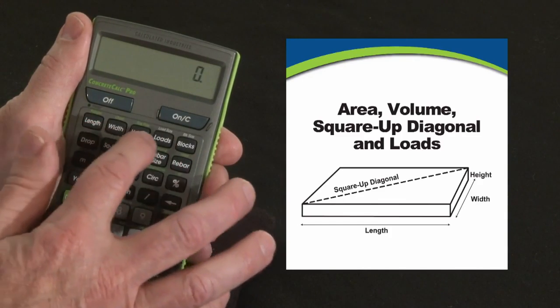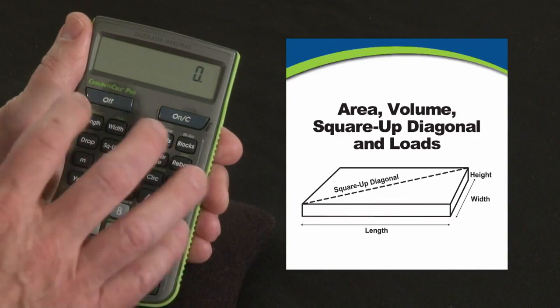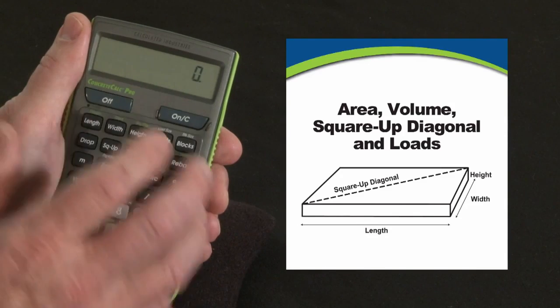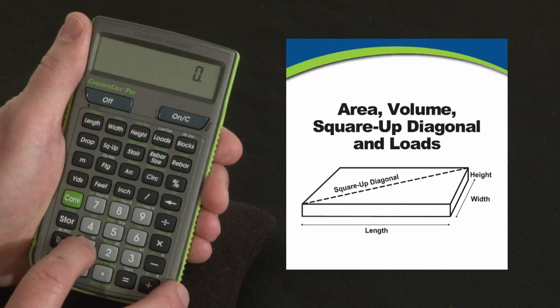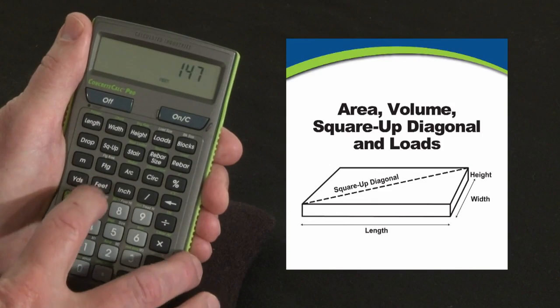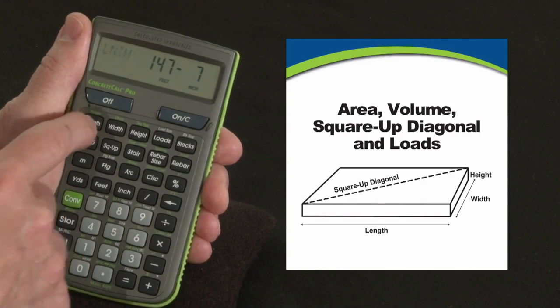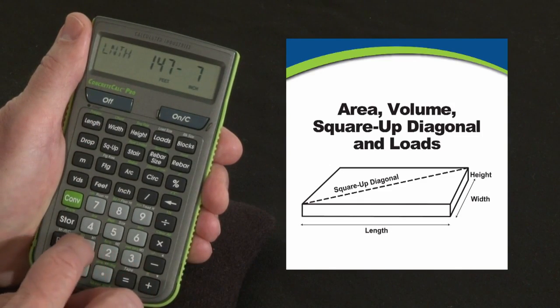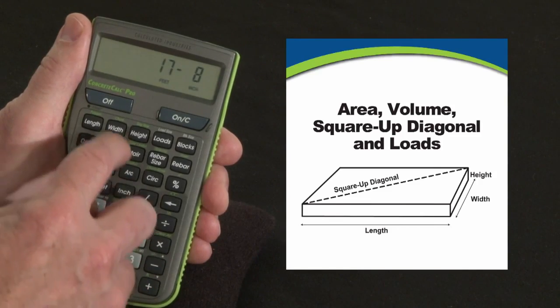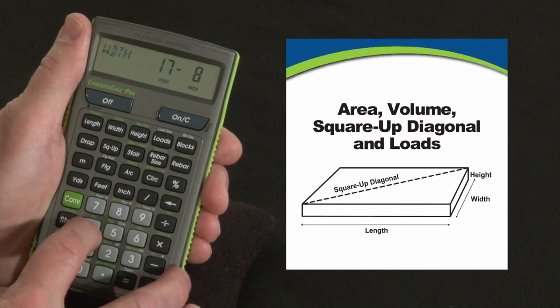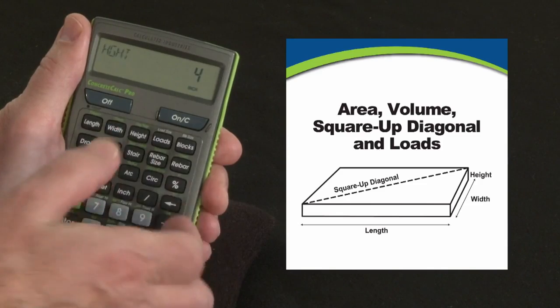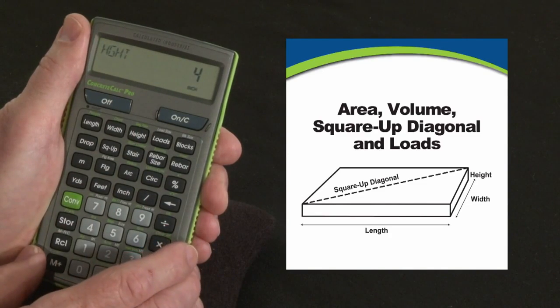You can use the length, width, and height functions to enter the three values once and get a whole series of answers out. So let's instead make it a bigger job. A 147 feet 7 inch long driveway, let's say, is our length, and maybe it's going to be 17 feet 8 inches wide, and we're going to go 4 inches thick, or height. So now it's set to give us a whole series of answers.